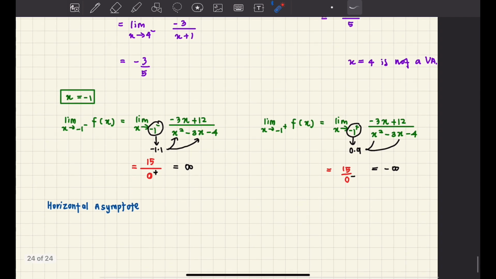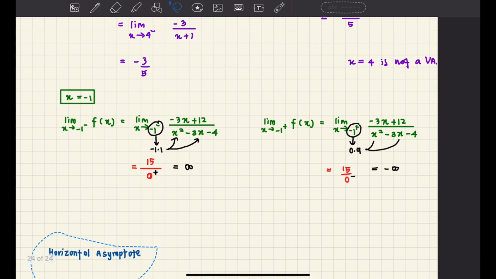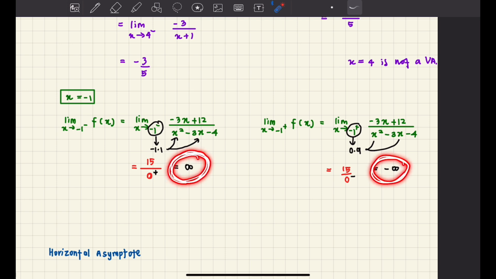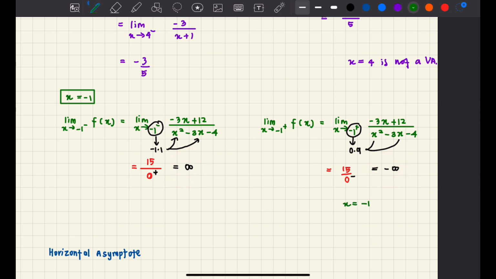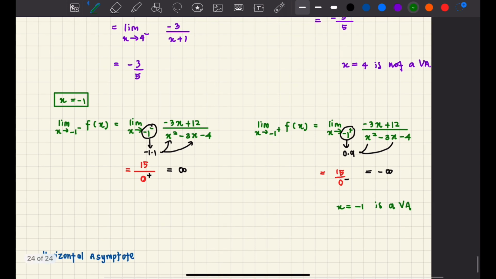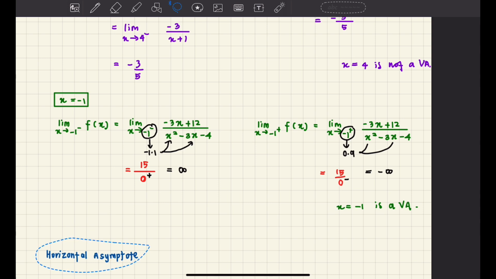Right, and then daripada sini, kita boleh buat conclusion lah. Okay, so kita nampak for value of x equal to negative 1, our limit goes to infinity, and then it goes to negative infinity juga. Okay, so daripada sini kita boleh buat conclusion yang x equal to negative 1 is a vertical asymptote. Okay, settle. Alright, now let's do for horizontal asymptote pula.